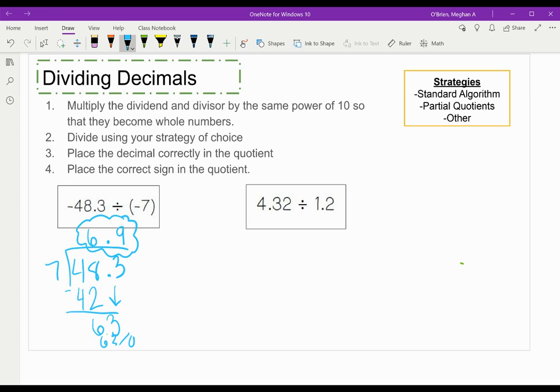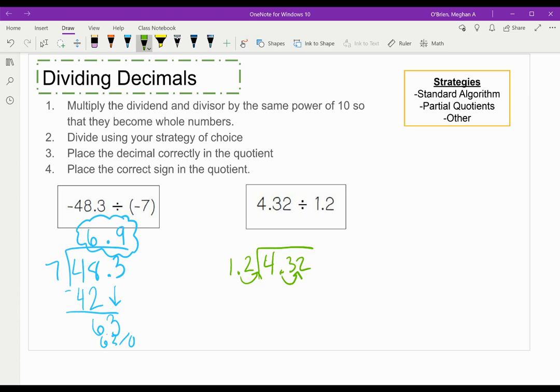Second one, 4 and 32 hundredths divided by 1 and 2/10. Here's an example of a problem where I actually do want to apply that first step. So I'm going to set it up, 4 and 32 hundredths being divided by 1 and 2/10. I'm going to ignore my dog barking. I want the divisor to be a whole number. So I am going to multiply it by 10 because it would make it the number 12. If I multiply that by 10, I have to multiply the dividend by 10 as well.